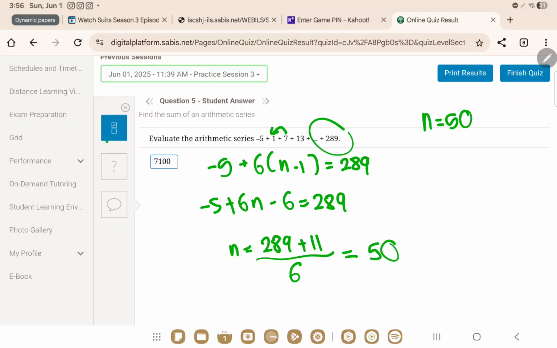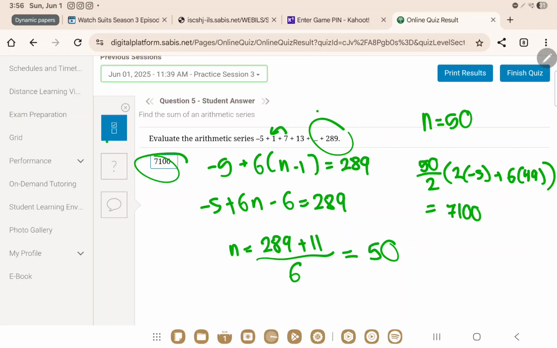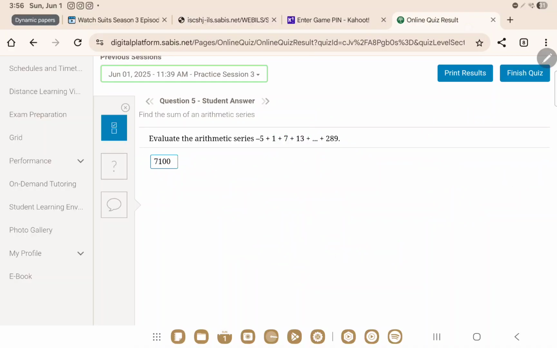Then you're going to put the 50 into the equation that we know. n over 2, which is 50 over 2, into 2a1. a1 is negative 5. Plus difference, which is 6, into 50 minus 1, 49. You should be getting your answer to equal 7,100. That's our final answer. Now let's move on to the next question.